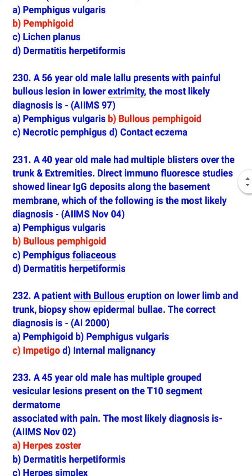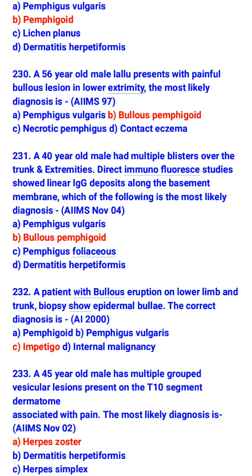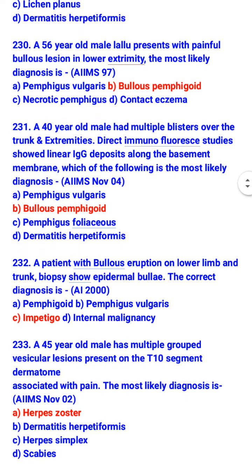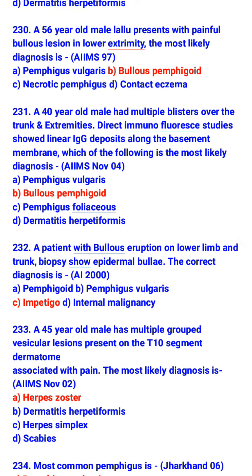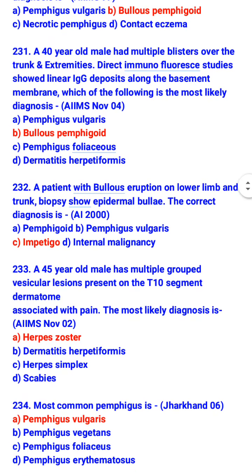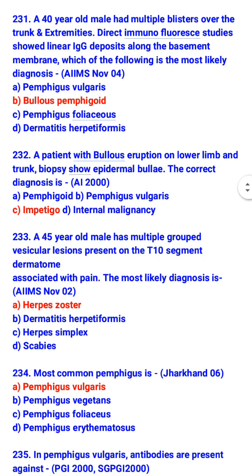A 40-year-old male had multiple blisters over the trunk and extremities. Direct immunofluorescence study showed linear IgG deposit along the basement membrane. Which of the following is the most likely diagnosis? Bullous pemphigoid. A patient with bullous eruption on lower limb and trunk, biopsy showed epidermal bulla. The correct diagnosis is impetigo.